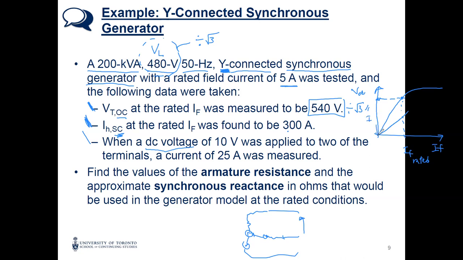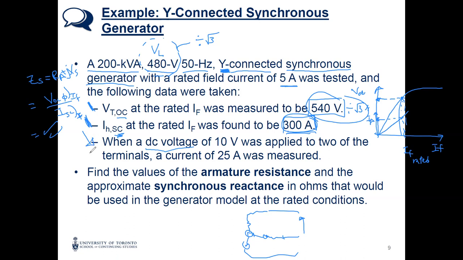Here is another axis for the current, IA. At the rated IF, you have a current. So you have a voltage and the current at the same field current. From this and this, I can use the tests to get the synchronous impedance, which is RA plus jXS. We said it's equal to the V open circuit phase over the I short circuit, both, of course, at the same field current, which is the case. You have this divided by square root 3, divided by the 300. You can get it.